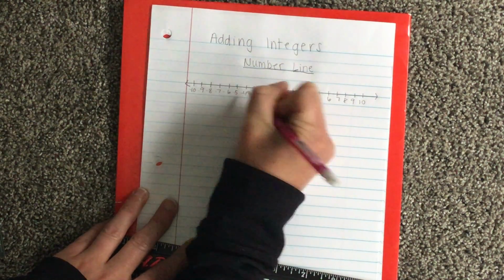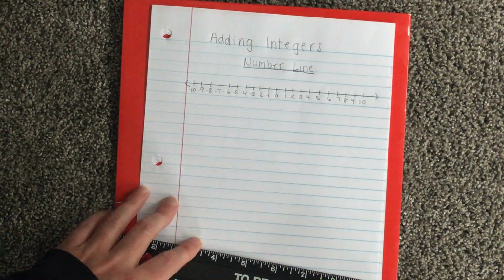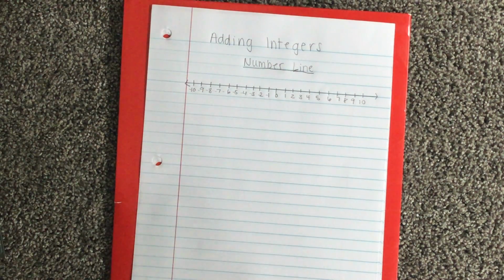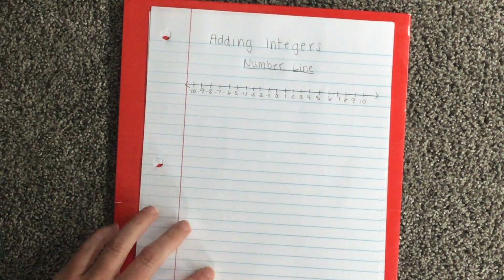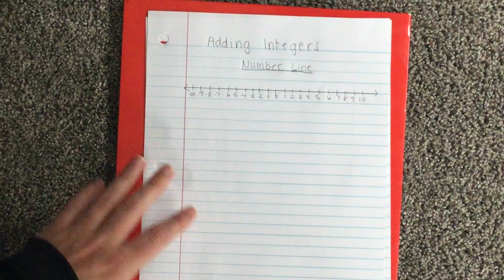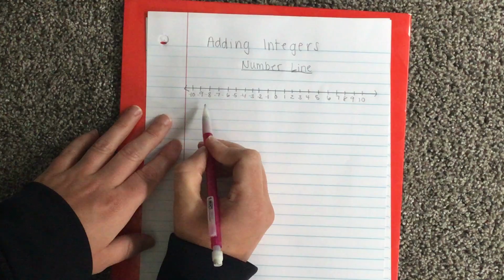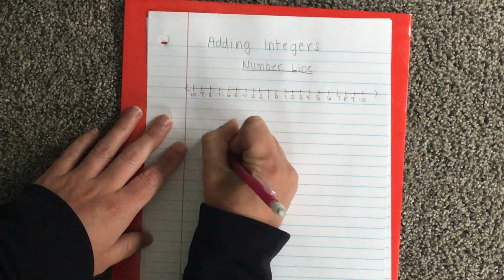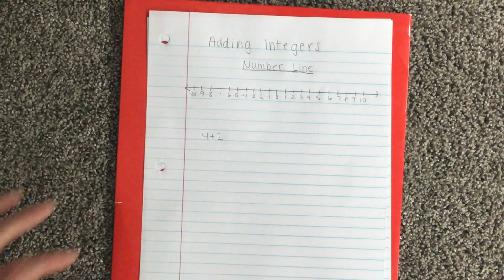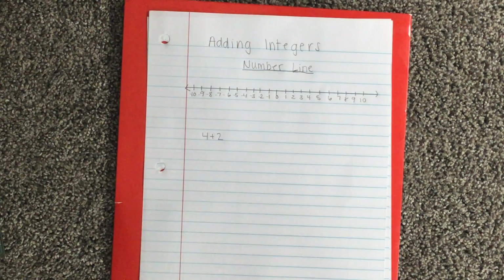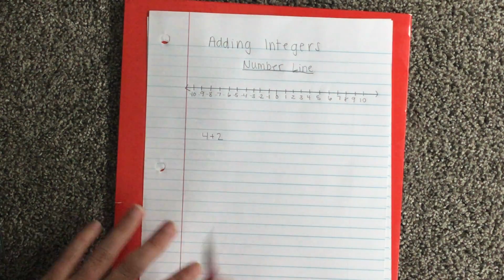So I have my positives on the right of 0 and my negatives on the left of 0. So we're going to be doing some problems you probably already know how to do. For example, my first problem is 4 plus 2. But I'm going to teach you how to use the number line with the problems you already know how to solve. So I'm going to skip 3 lines here, and I'm going to write 4 plus 2. I know that you know that the answer is 6, okay? The point of this is to show you how to use the number line.